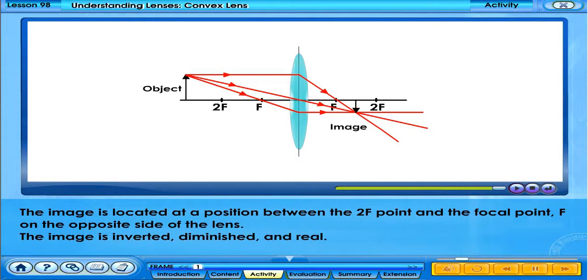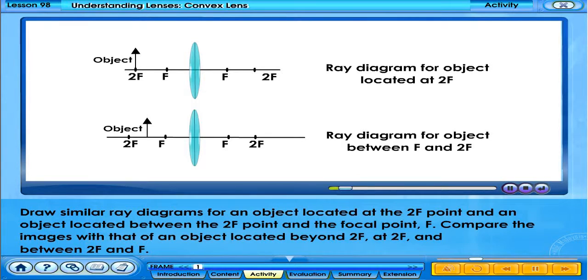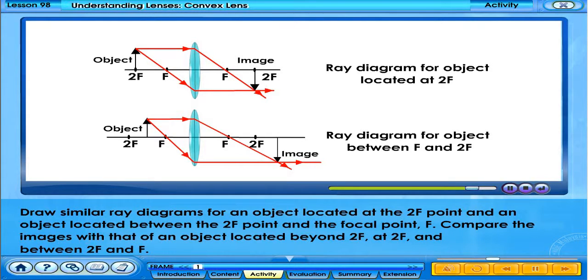The image is located at a position between the 2F point and the focal point, F, on the opposite side of the lens. The image is inverted, diminished, and real. Draw similar ray diagrams for an object located at the 2F point and an object located between the 2F point and the focal point F. Compare the images with that of an object located beyond 2F, at 2F, and between 2F and F.